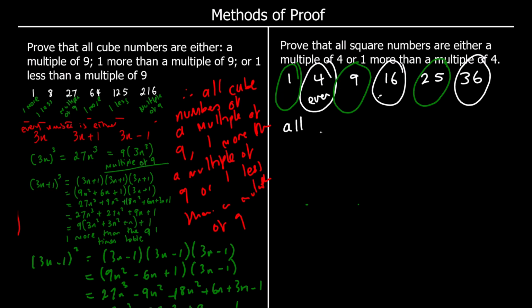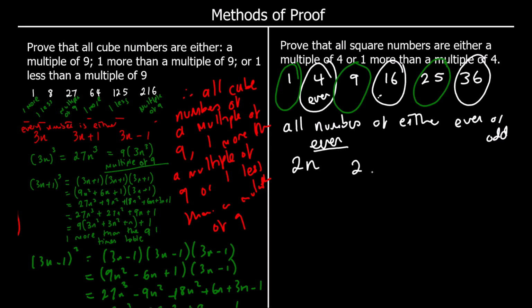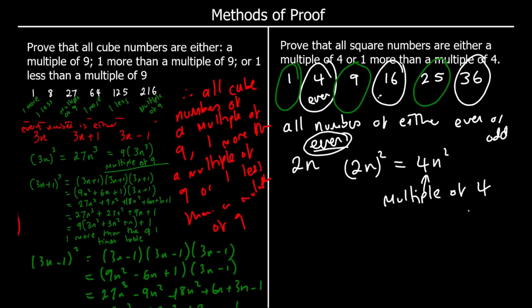So all numbers are either even or odd. So there are 2 options this time. So our proof by exhaustion, we're going to try even, try odd, show that in both cases it's true, so there's one for each case, therefore it's true. So let's try even. An even number we can write as 2n. So I'll just write even here, 2n, and we're going to square it. So 2n squared is equal to 4n squared, which is a multiple of 4. So when we have an even number, its square is a multiple of 4.